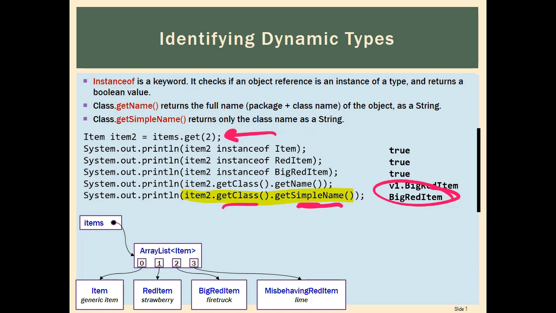So these are ways that in code you can test the dynamic types of your objects, and I hope this was very useful to you.